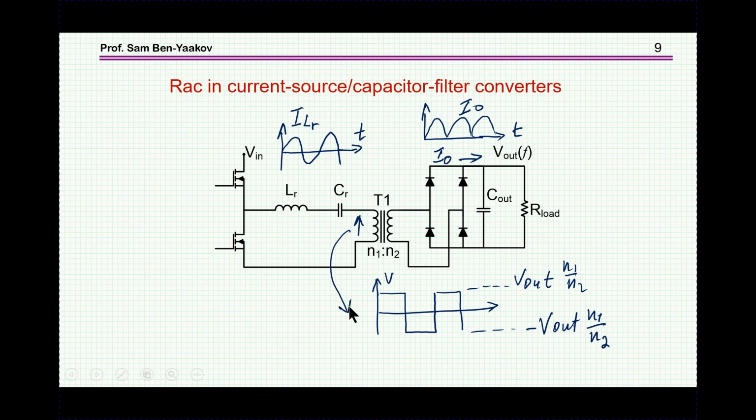Another aspect that is interesting here is if we look at the primary, we're going to see a square wave. Why is this? Because if, say, this pair of diodes is conducting, we see here V out reflected to the input, and if this pair is conducting, we're going to see minus V out reflected to the input. So we see here plus minus V out, and the transformation ratio here at this point.